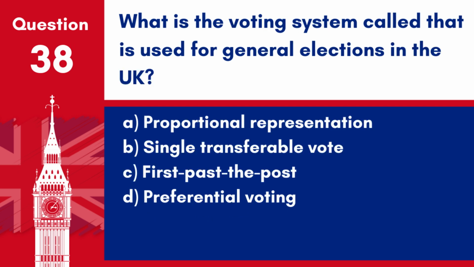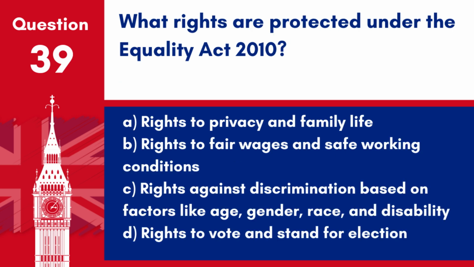Question 38. What is the voting system called that is used for general elections in the UK? A. Proportional representation. B. Single transferable vote. C. First past the post. D. Preferential voting. Answer: C. First past the post. The UK uses the first past the post voting system for general elections, where the candidate with the most votes in each constituency wins.